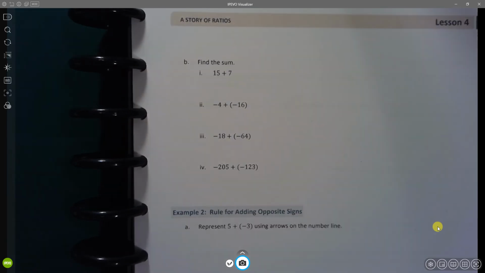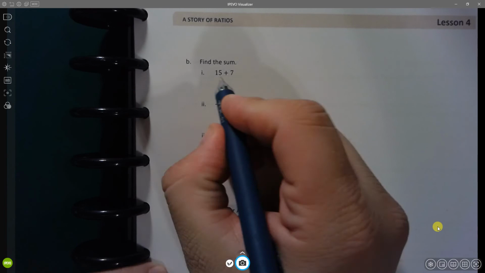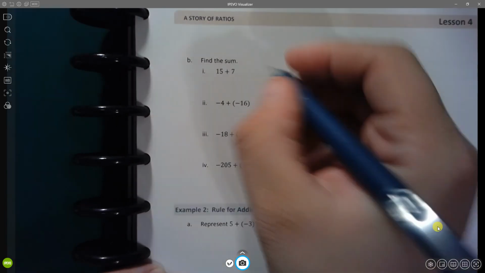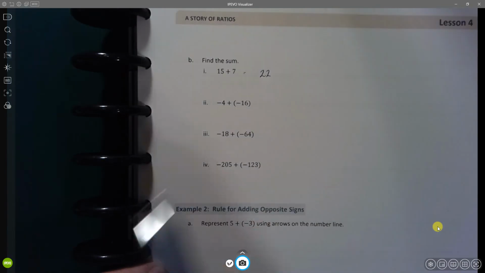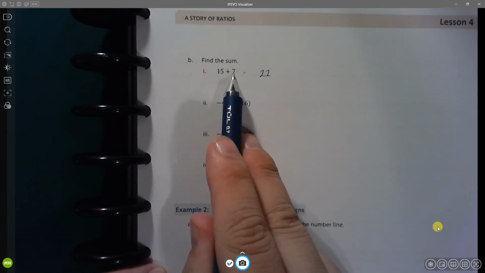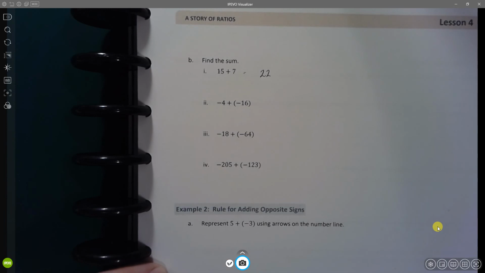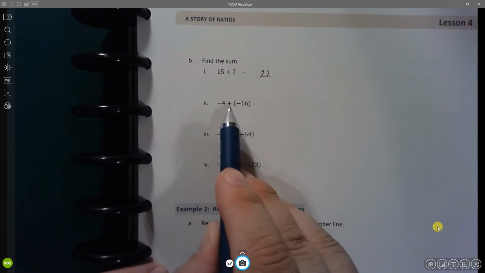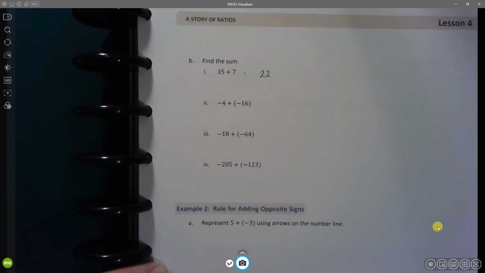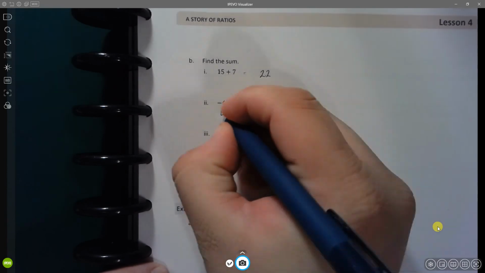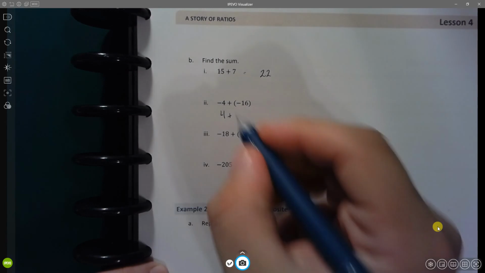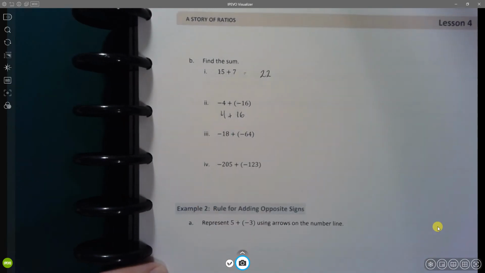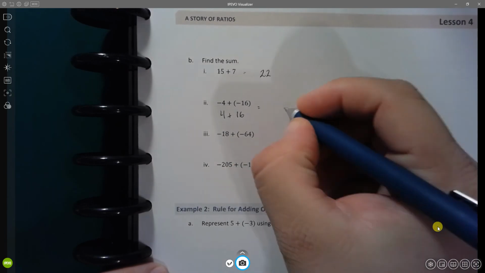It says find the sum. Well, 15 plus 7 is going to equal 22. Is it positive or negative? It's a positive 15 plus a positive 7 gives us a positive 22. A negative 4 plus a negative 16. We've got two negatives. We need to find the absolute values. Negative 4 is 4 units from 0 plus a negative 16 is 16 units from 0. So we're adding: 4 plus 16 equals 20.